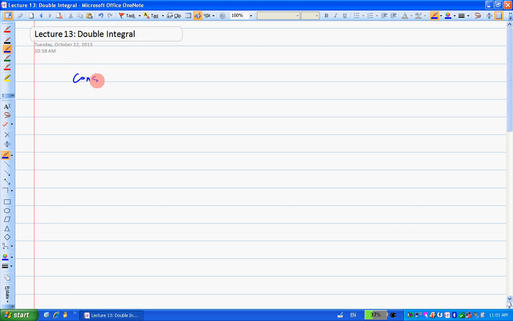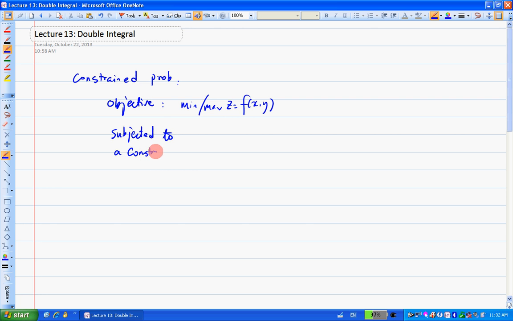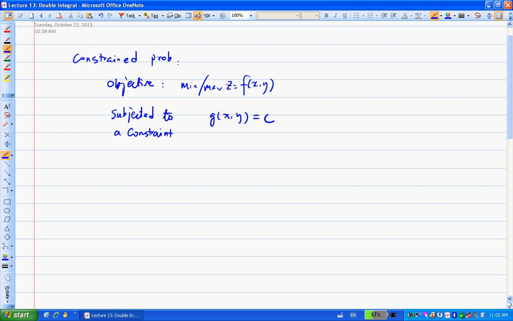So in the previous lecture we were talking about the constraint problem. The objective here is to minimize or maximize a function f, at the same time subject to a constraint, a function g(x, y) equal to c. We're going to restrict ourselves to a simple case, just a plain function of two variables.